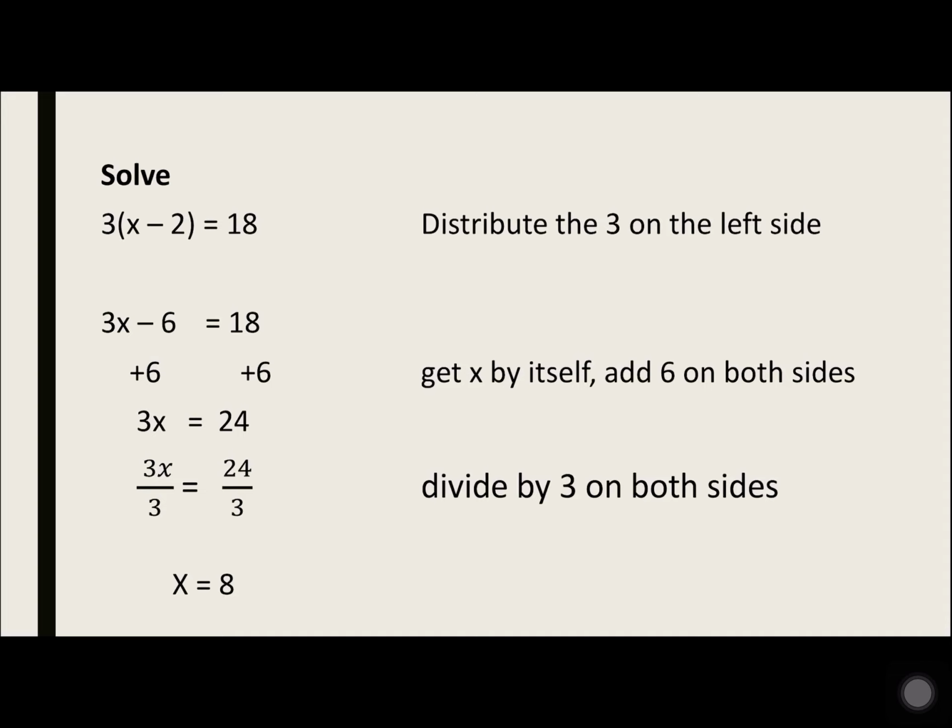Minus 6 plus 6. 3x means multiply, so divide by 3 on both sides. 24 divided by 3 equals 8. On the left side, the 3's cancel.